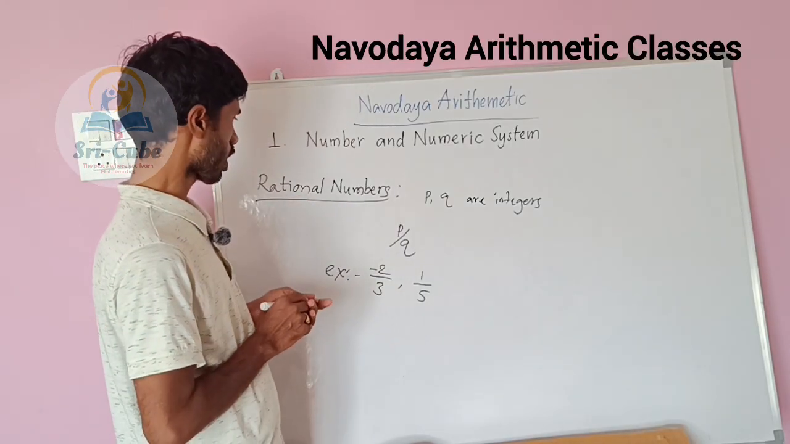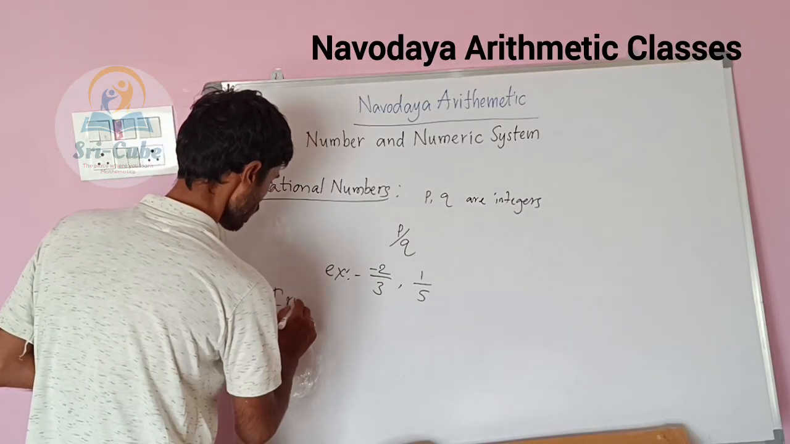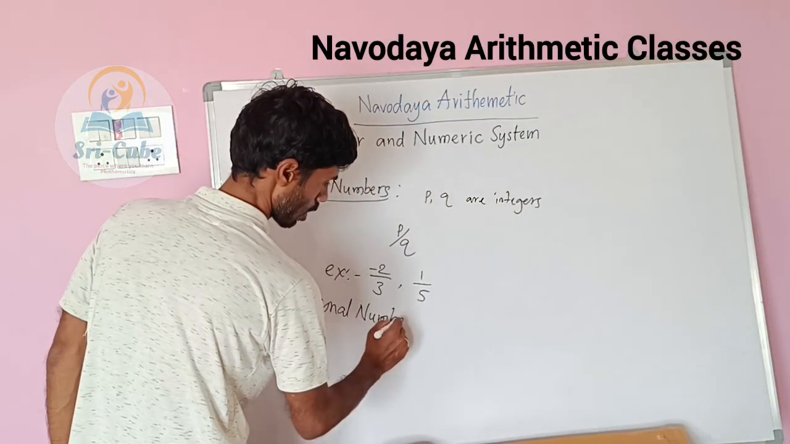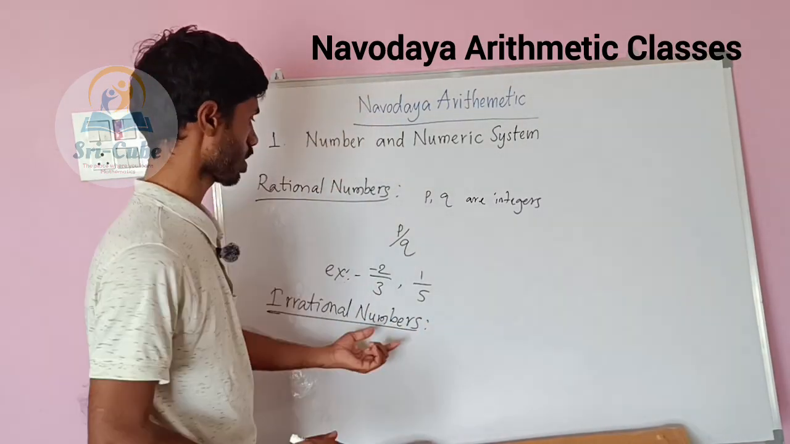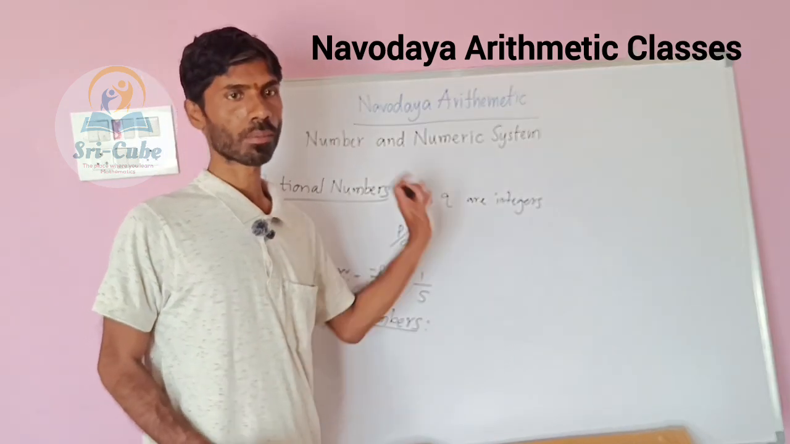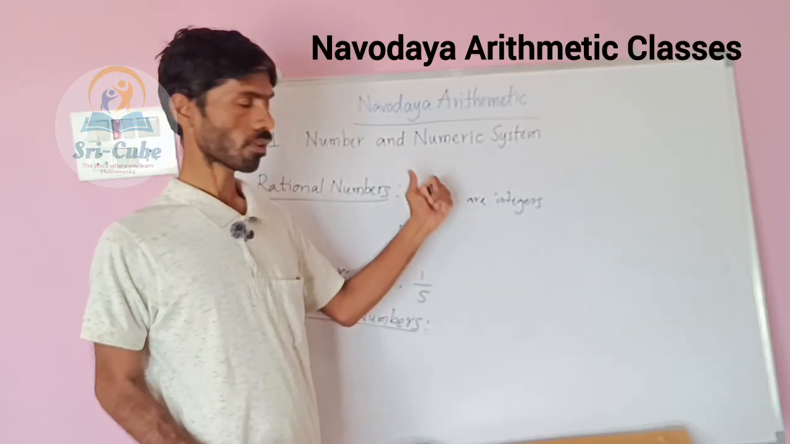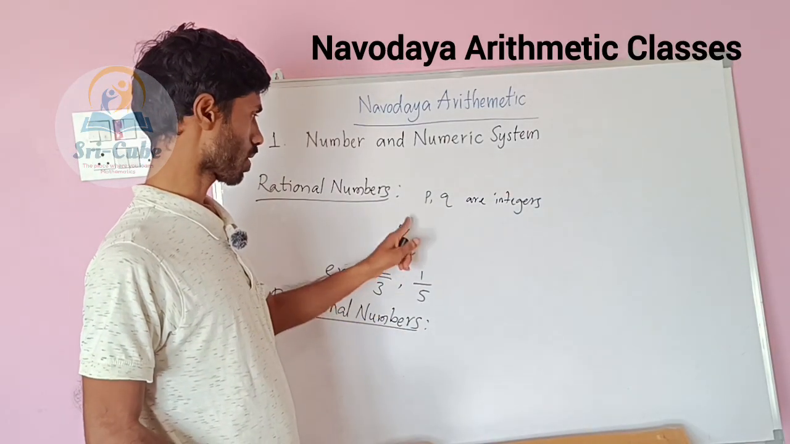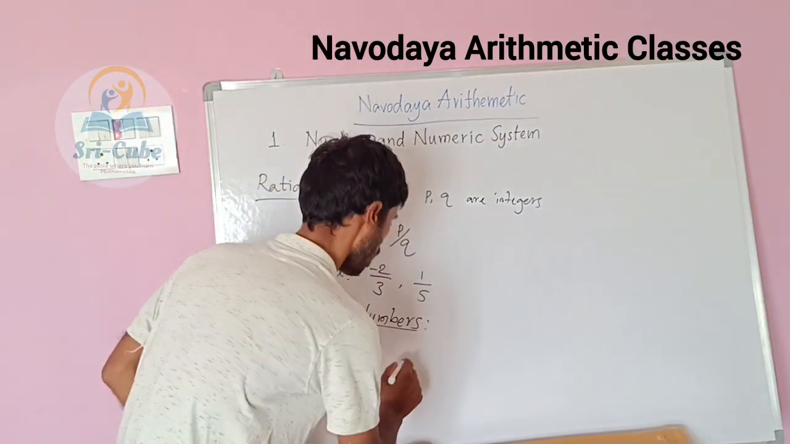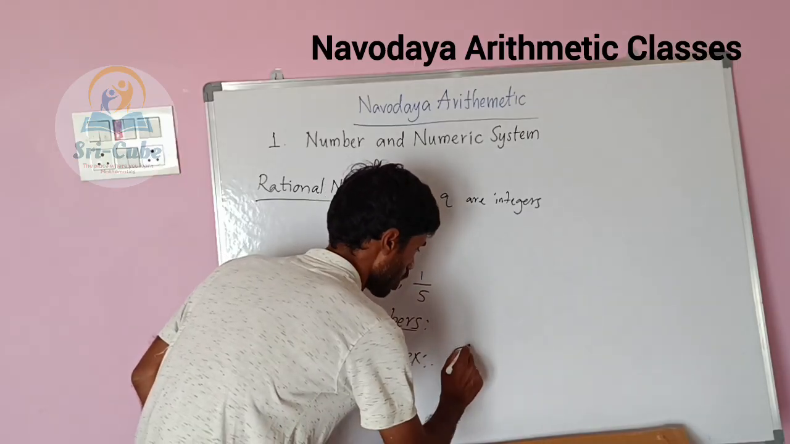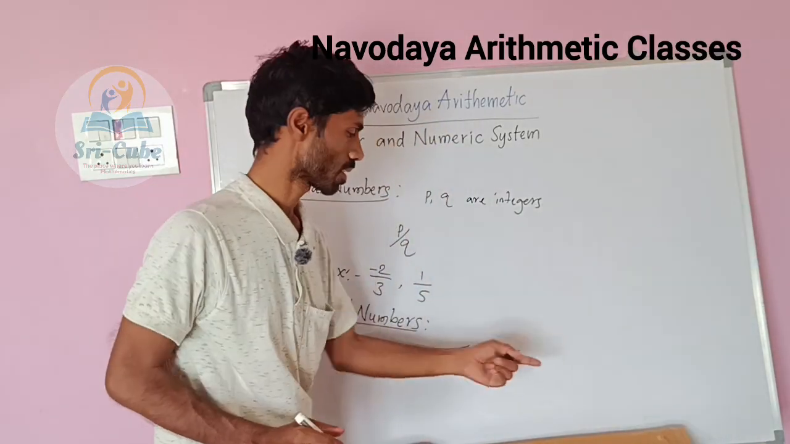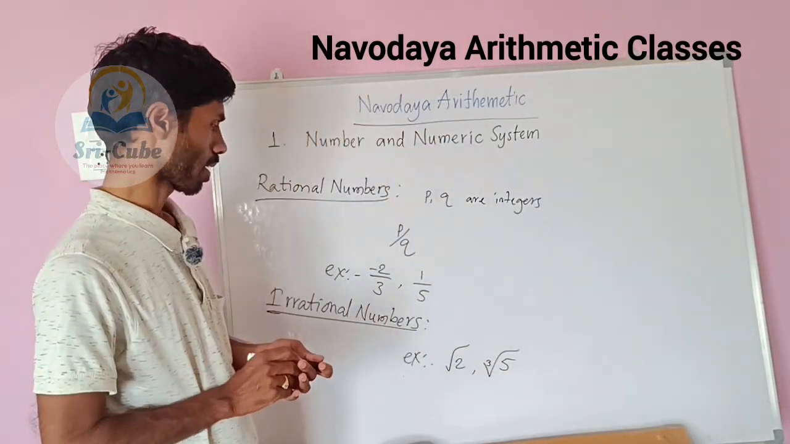Next, irrational numbers. This is exactly opposite to rational numbers. Numbers which cannot be written in the form of p by q are called irrational numbers. For example, all root numbers, root 2, cube root of 5, etc. This type of numbers are called irrational numbers.